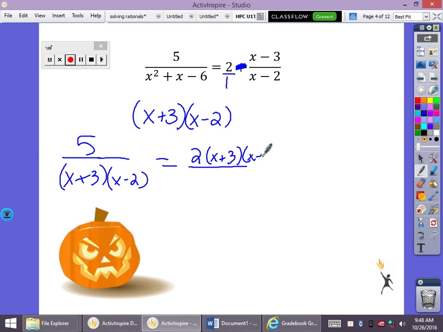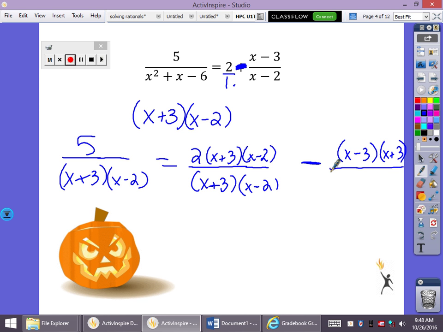Okay? This is missing both pieces from the denominator. So I have to write both. Okay? All right, the last fraction, what is it missing from the denominator? So I'm going to do x minus 3 times x plus 3 because it's missing that. Okay? So give me 1 second because there was a couple questions.